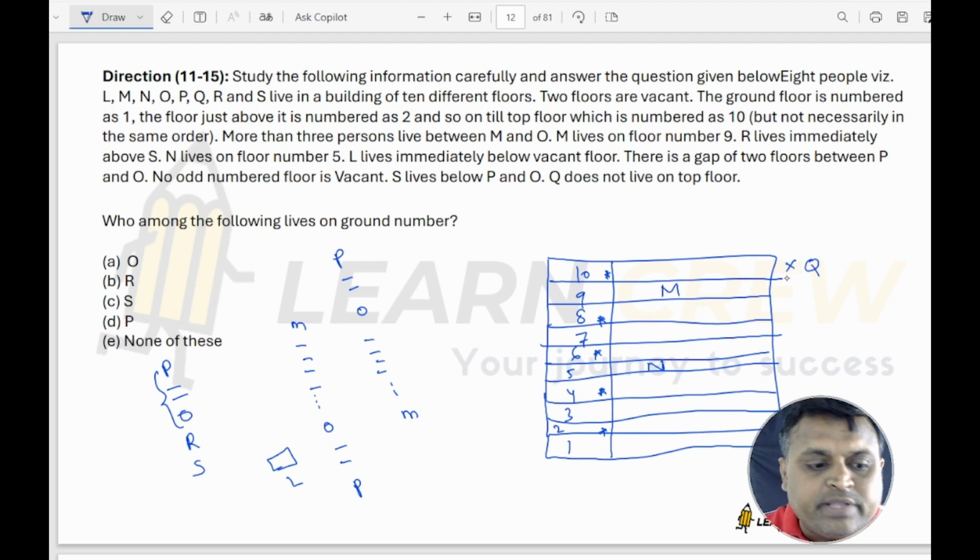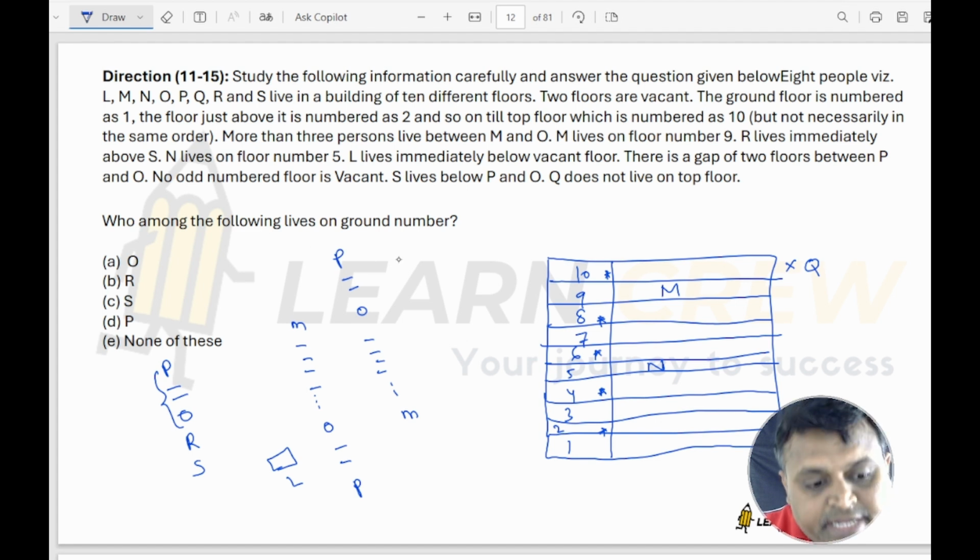Now from this what can you take? It is given that there are more than 3 persons between M and O. And what can I take? S is just below R, that is, R is just above S.